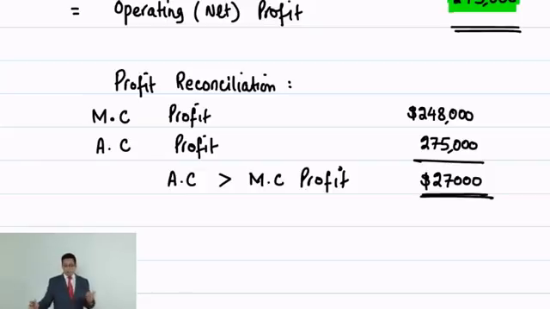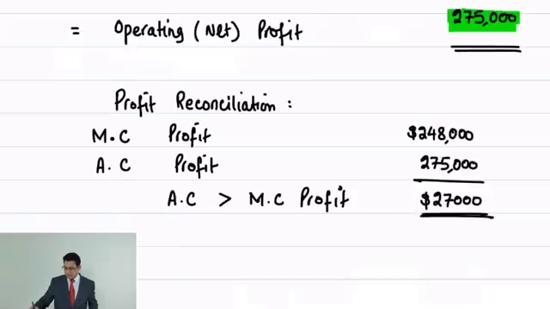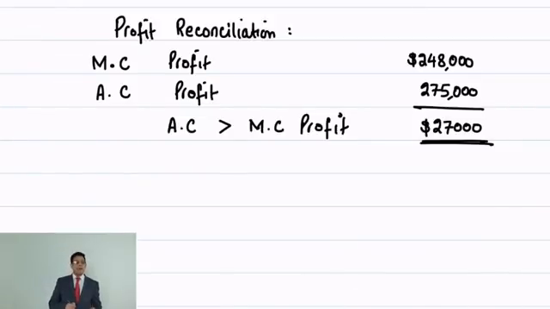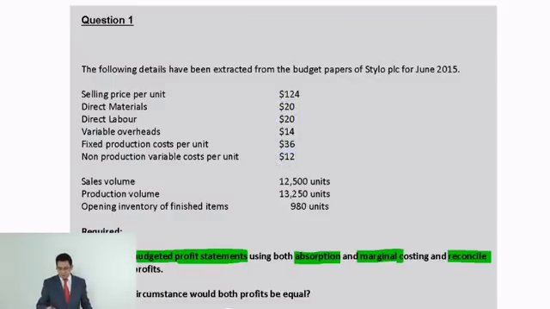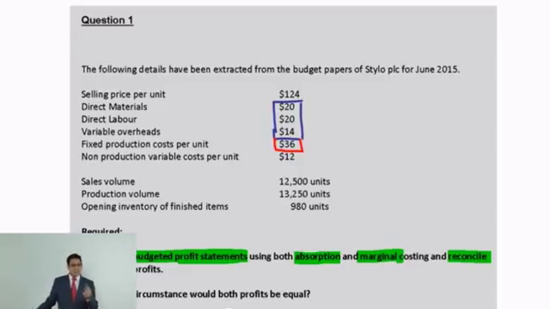Let's identify the reasons. What could be the reason behind it? Why has it generated more profit? Always remember, as I explained before, what is the main difference between absorption and marginal costing? Yes, I hear you shouting. Only one thing, which is the fixed production overhead cost. If I take you back into the original question, remember the marginal costing was only including variable elements, and absorption costing had included fixed production cost as well, and that is the key difference.